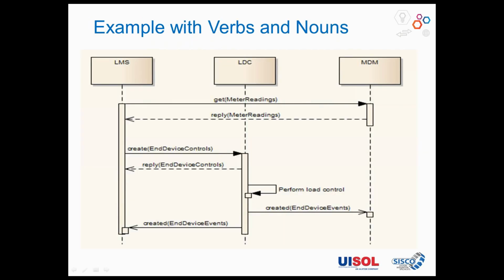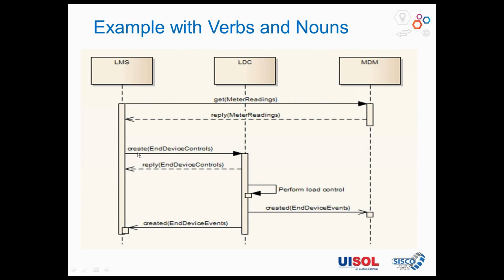Okay, so now we want to look at some examples of how you would use verbs and nouns together in using sequence diagrams. So you've got a load management system that sends out a get meter readings query to the meter data management system. And the meter data management system replies with the meter readings information.